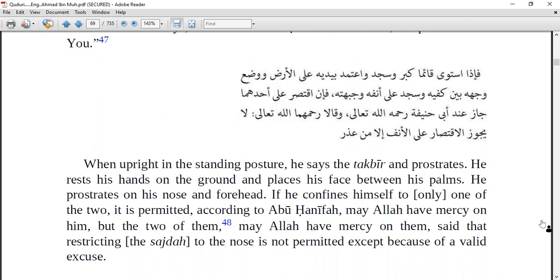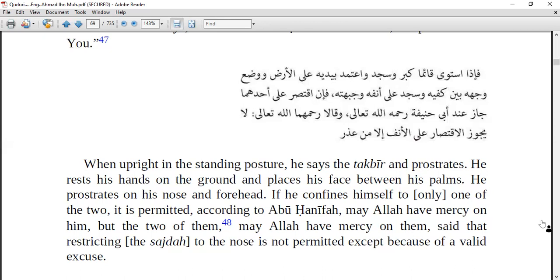فَإِنِ اقْتَصَرَ عَلَى أَحَدِهِمَا. And if someone makes the sajda on one of these two things, either the nose or the forehead, جَازَ عِنْدَ أبي حنيفة رحمه الله تعالى. Imam Abu Hanifa says that the prayer is acceptable, even if it's only one of those two.